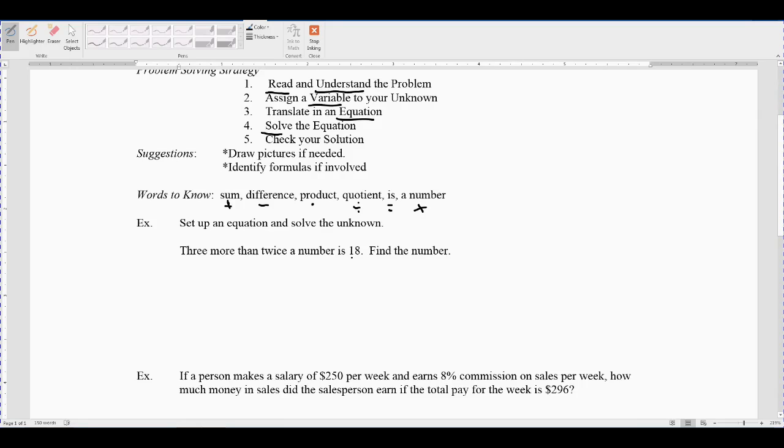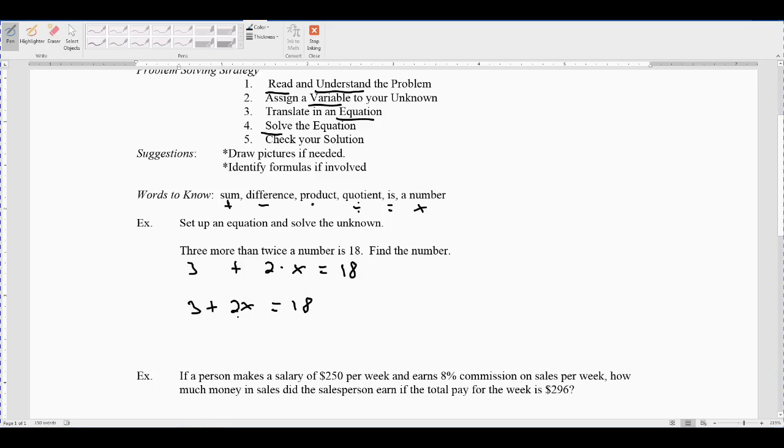3 more than twice the number is 18. Find the number. Let's just take it one word at a time. The number 3, or 3 is the number 3. More than, if you think about it, is plus. Twice is 2 times. A number, don't know, call it x. Is equals, and then 18. Well, if you look at it, you have your equation. 3 plus 2x equals 18.